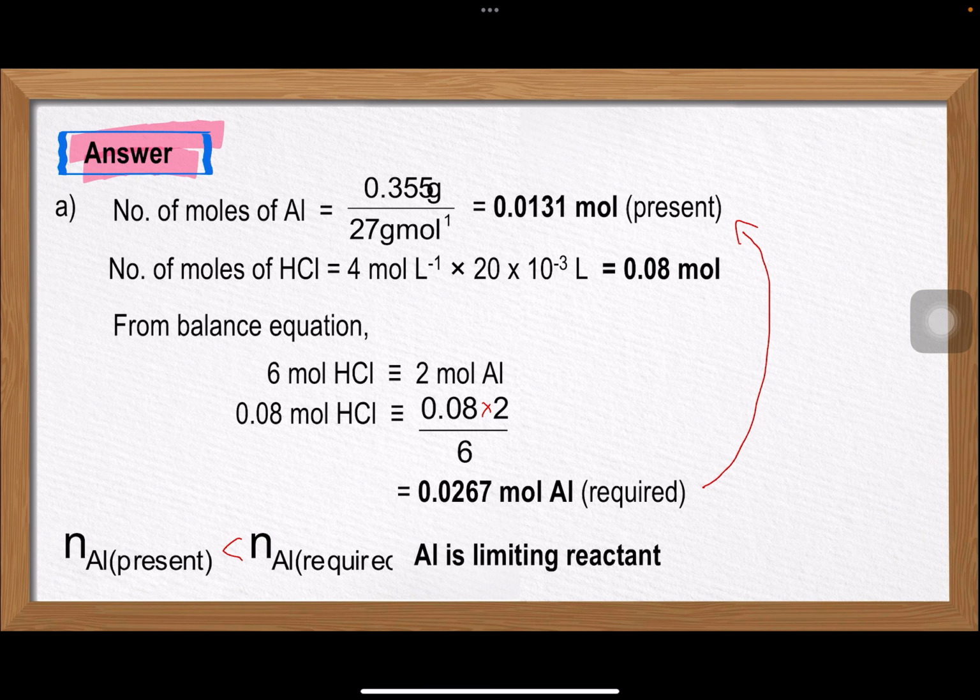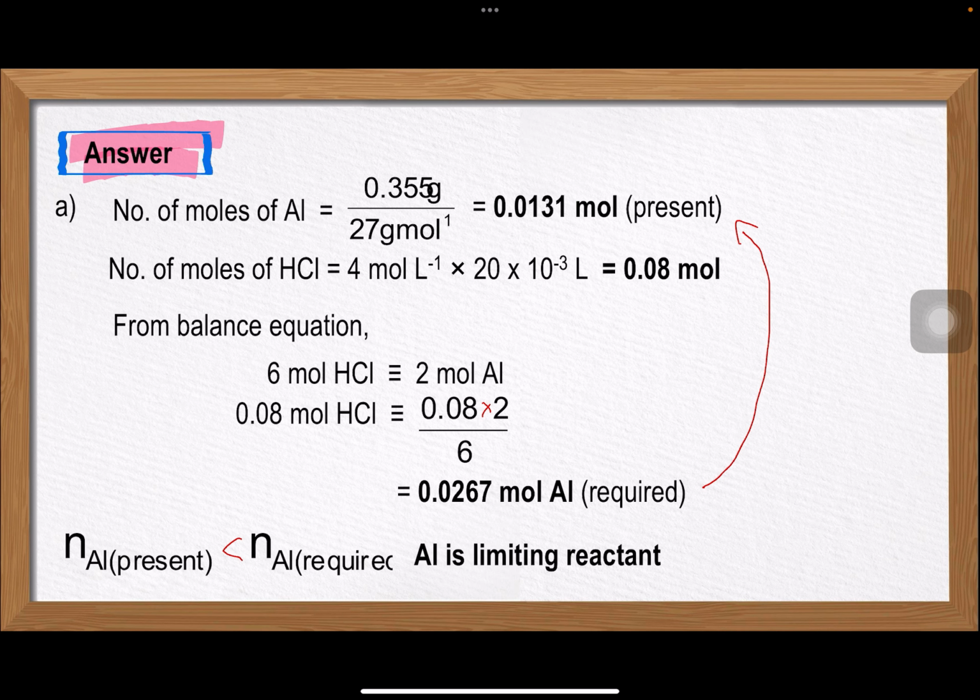And then if the percentage yield of hydrogen is 85%, this is a question for percentage yield. With 85% percentage yield, calculate the actual mass of hydrogen obtained. So we can calculate from the equation the theoretical mass. How much hydrogen will be produced from this reaction? Hydrogen is part of the product. The product produced refers to the mole of the limiting reactant. The mole of limiting reactant, aluminium, is 0.0131 mole.